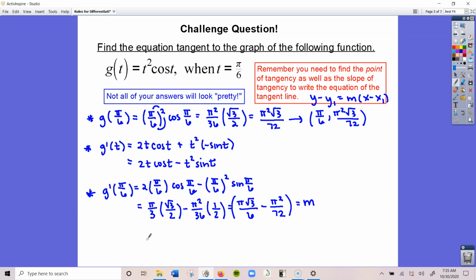Now we're ready to write the equation. y minus y1, which is what we found earlier, so the pi squared square root of 3 over 72, is going to equal my slope. This is all my slope, so I'm going to leave this in parentheses: pi square root of 3 over 6 minus pi squared over 72, times x minus pi over 6.